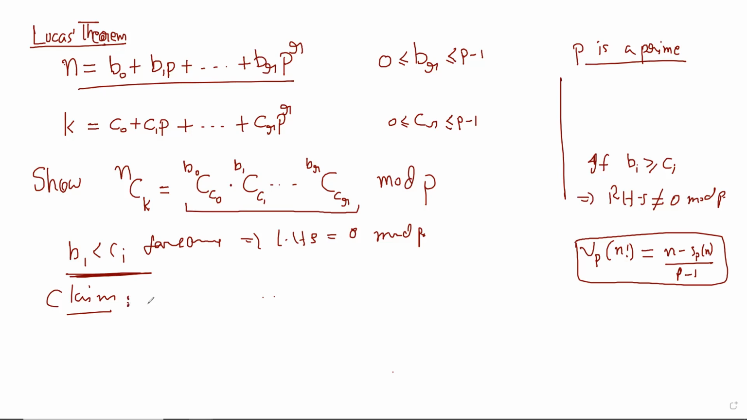We have done one side. Claim is that if Bi is less than Ci for some i, then the claim is, by the same process, that SPN minus SPN minus K is positive. And this is just an elementary analysis of carryovers and so on, which you have to do. So you should sit and do that.